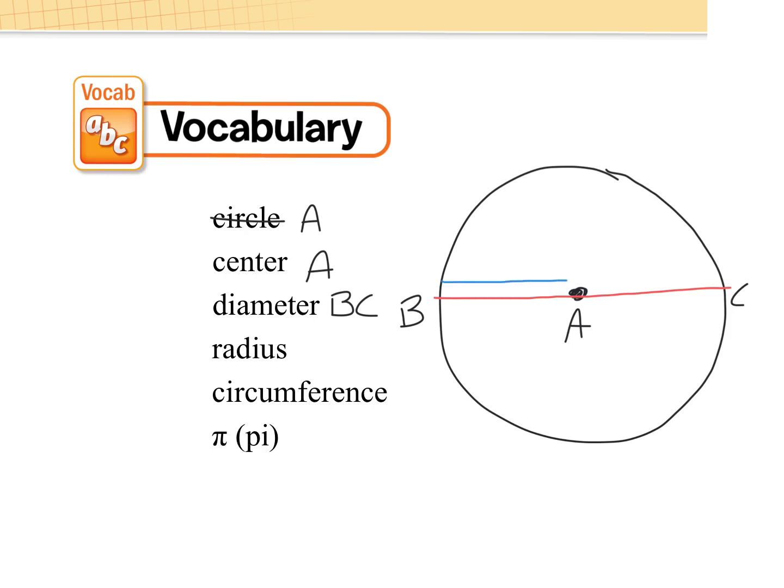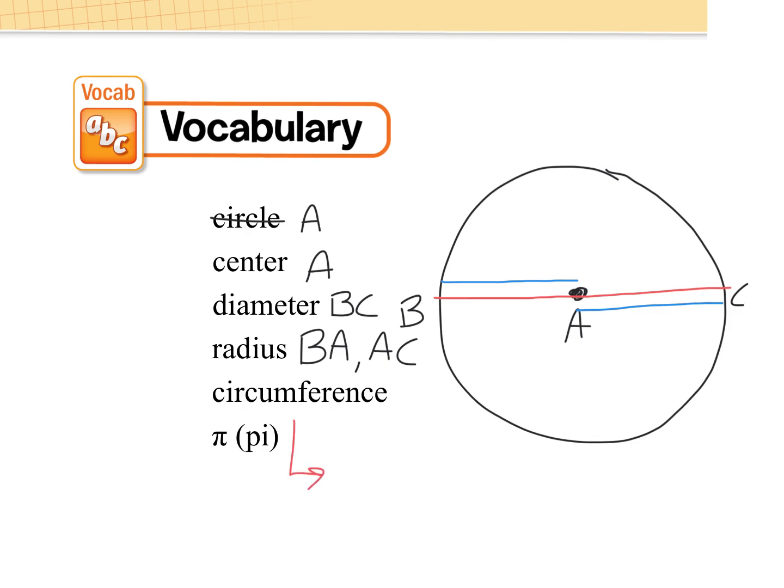What can I name this one? I'm going to name it BA. What's another one? CA, or AC, or whatever way you want to say it. Okay, so we have 1 diameter and 2 radii. Diameter is the whole thing. Radius is half. Super important to keep those separate. Okay, what's the circumference?